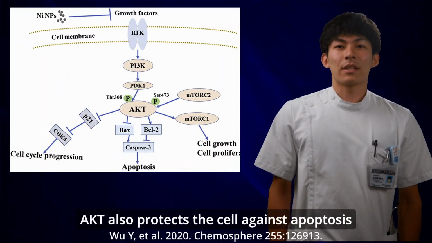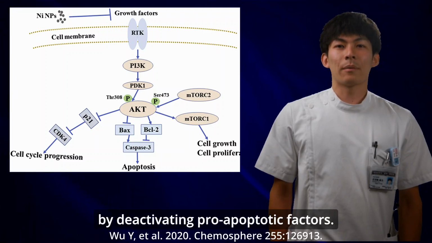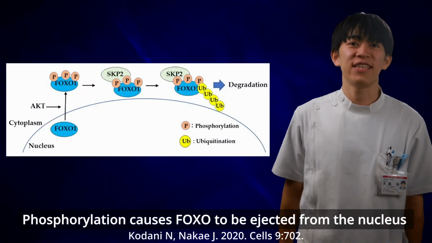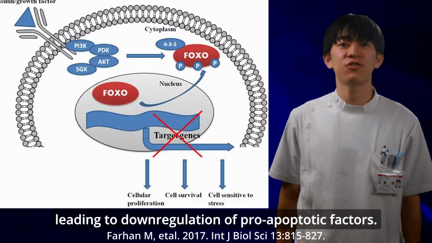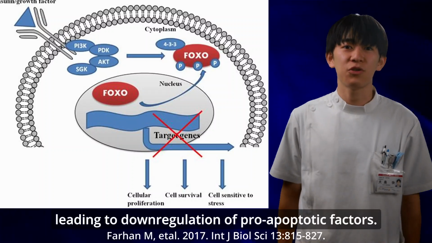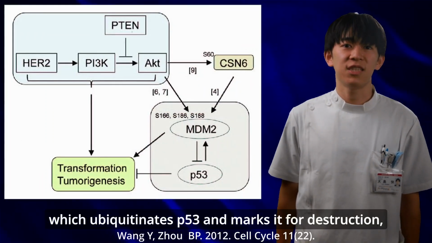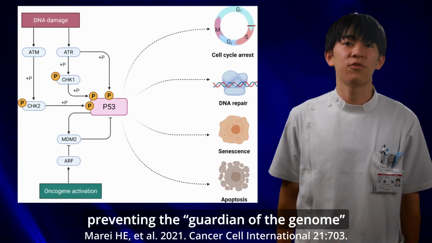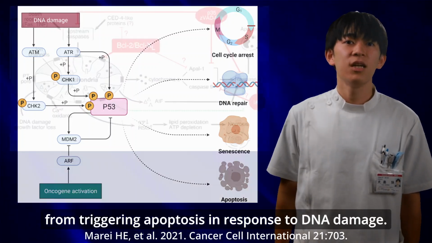AKT also protects the cell against apoptosis by deactivating pro-apoptotic factors. Phosphorylation causes FOXO to be ejected from the nucleus and sequestered in the cytoplasm, leading to downregulation of pro-apoptotic factors. AKT activates MDM2, which ubiquitinates p53 and marks it for destruction, preventing the guardian of the genome from triggering apoptosis in response to DNA damage.